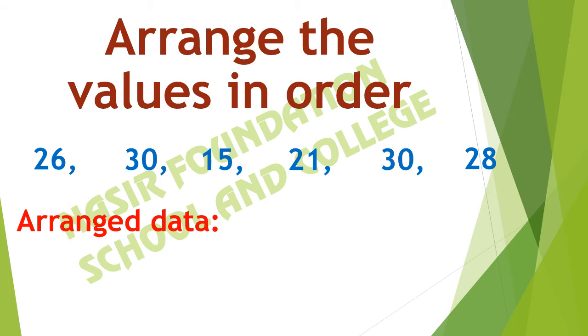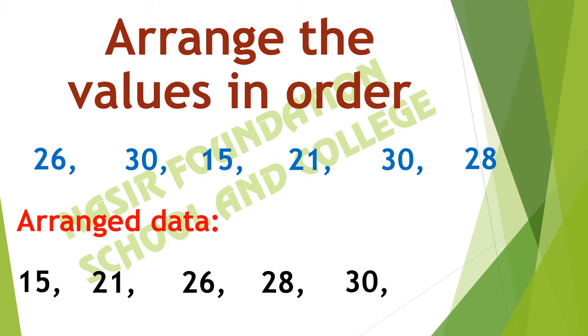First of all, we will arrange the data in an order. The smallest value in this data is 15. We will write 15 first. Then comes 21. After 21, what will be the next value? Yes, you can find out from the given data. This is 26. After 26 comes 28, and then 30. As there are 2 times 30, we will write it twice. Now we have arranged the data in ascending order, from smallest to greatest.